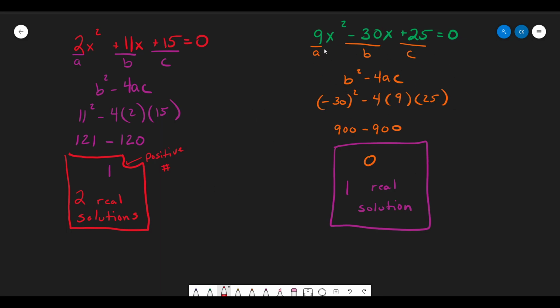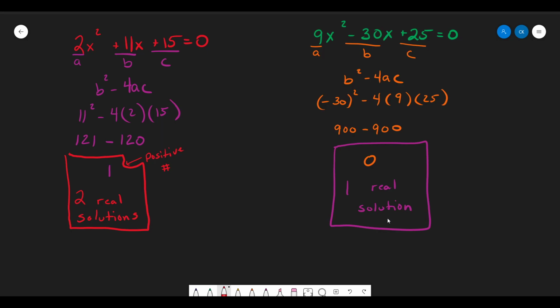On the other one, again, we don't have to move anything around. It's very nicely done for us. So 9 is a, negative 30 is b, and positive 25 is c. I plug it all in and get negative 30 squared minus 4 times 9 times 25. Negative 30 squared is positive 900. Remember, when you square a negative number, it becomes positive. 4 times 9 is 36. 36 times 25 is 900. So 900 minus 900 is 0. The discriminant is 0. And what did we say? When the discriminant is 0, that means there's only 1 real solution.